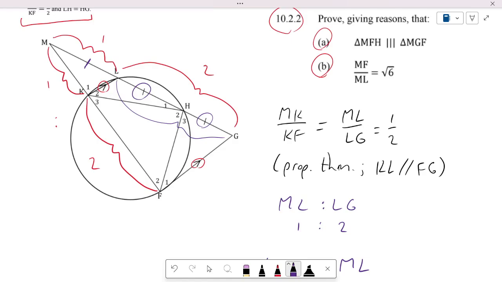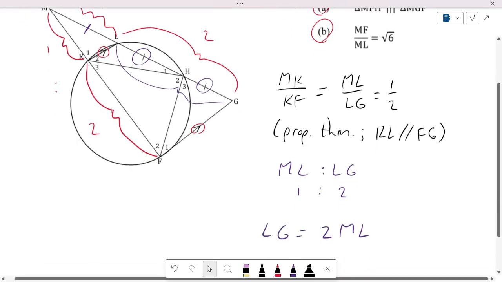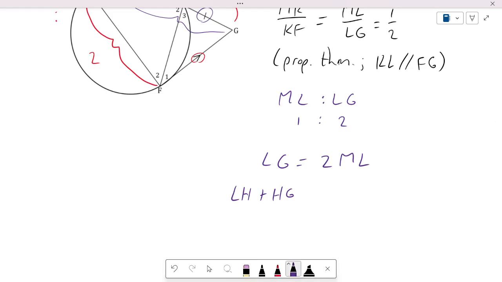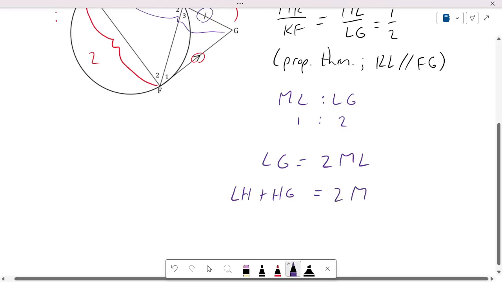Because remember, those two are exactly the same sizes, or lengths, sorry, which actually make up LG. So we can actually break that up like this: LH plus HG. You can see that here's the L and here's the G. We're just expanding it basically into 2. Is equal to 2 times ML.